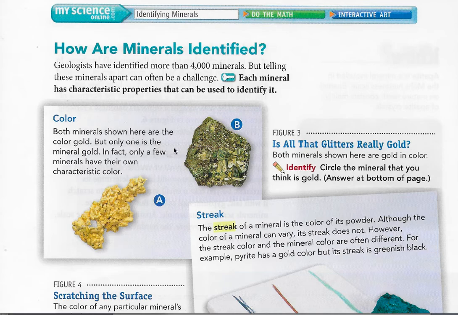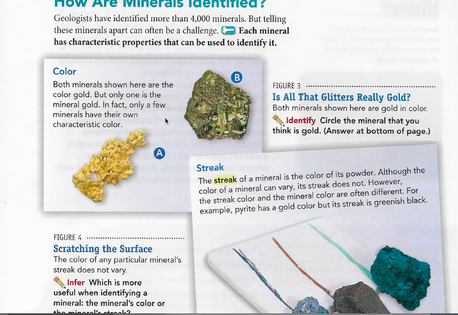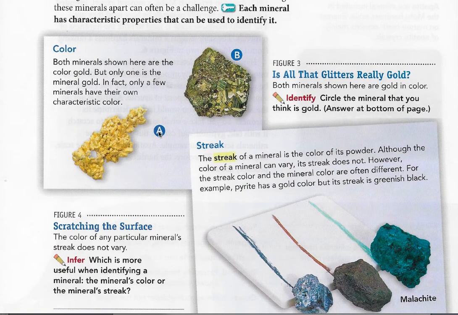Here's how we identify minerals. You need to know these because you're going to be using these in a lab coming up next week. Color. Both minerals shown here are the color gold, but only one is the mineral gold. In fact, only a few minerals have their own characteristic color. So which one, A or B, do you think is gold? Go over it in a second.